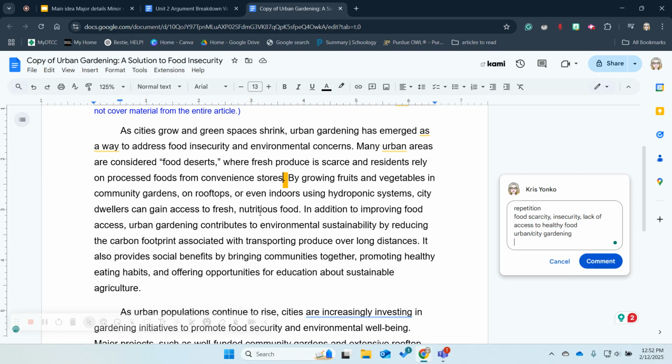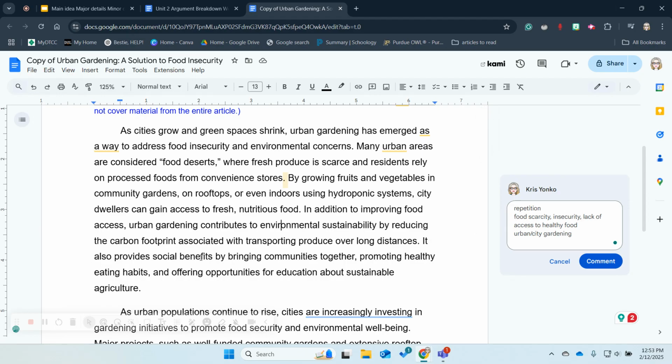In addition to improving food access, urban gardening contributes to environmental sustainability by reducing the carbon footprint associated with transporting produce over long distances. So again, we saw urban gardening repeated. We saw that idea of access to healthy food being repeated. Now we have a new idea brought in here. So another thing that we can watch for is transitions like this. So transitions, actually that's for major details. Let's come back to that.